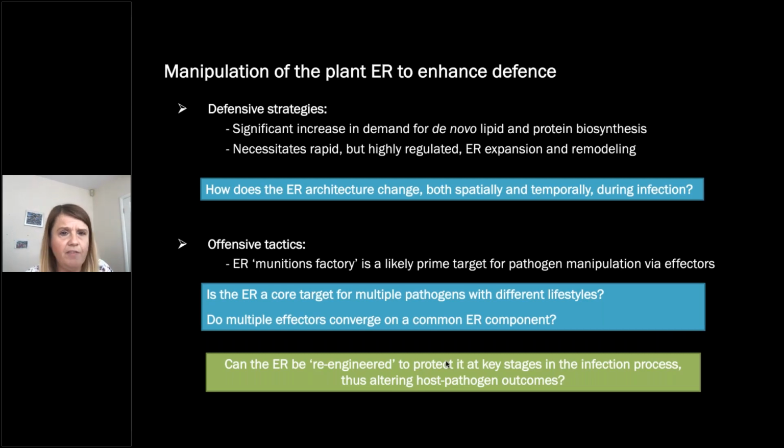Okay, so in the first part of my talk, I'm going to be concentrating on how the ER architecture changes during infection, and then I'll go on to talk about different ER targeted effectors from different pathogens.